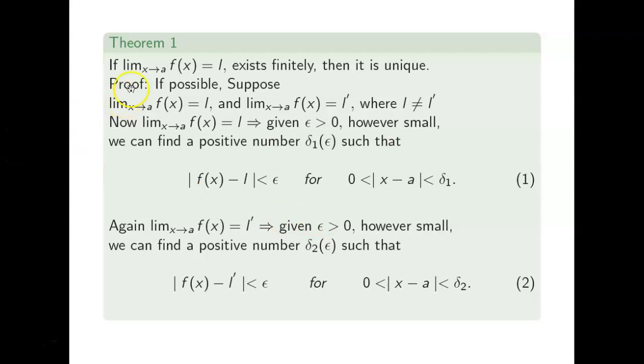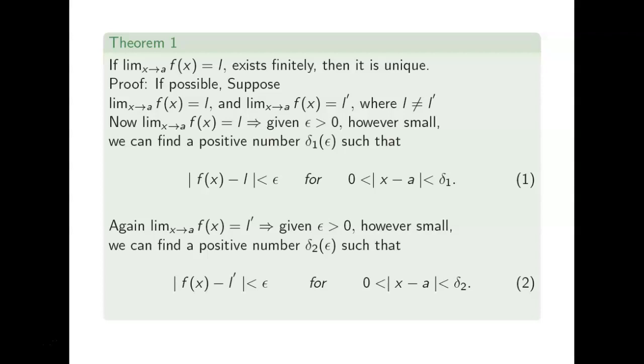Theorem 1 says that if limit x tends to a, f(x) is L, and L exists finitely, then this limit will be unique. In this theorem, we are talking about the finite limits only. Later on in the coming lectures, we will also be discussing infinite limits, but in this theorem, we are talking about finite limits, right? So we want to prove that if the limit of f(x) as x tends to a is L, which is finite, then it must be a unique limit.